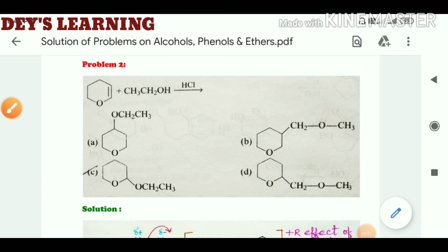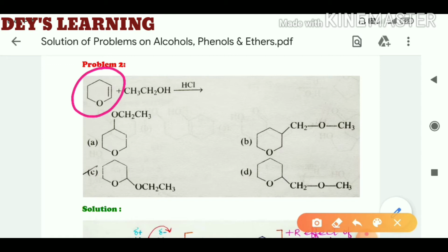So this is our second problem. In this problem, this molecule is given, and on treatment of this molecule by ethanol in acid medium, in hydrochloric acid medium, will give which one of the following compounds? This is our question.